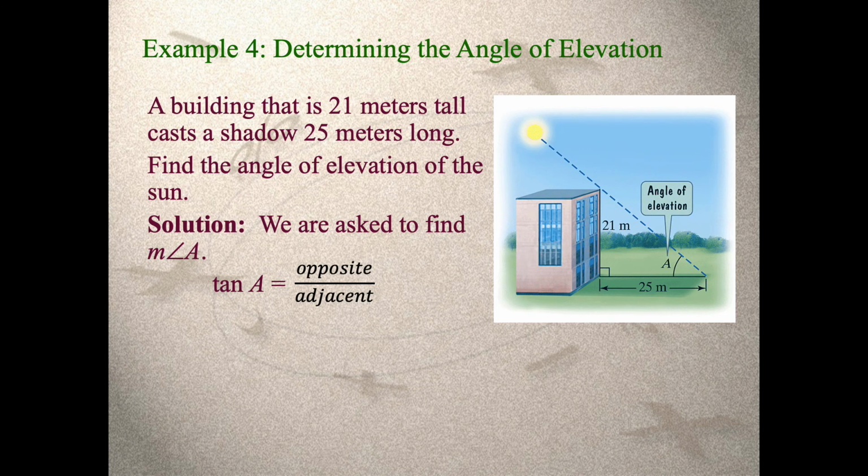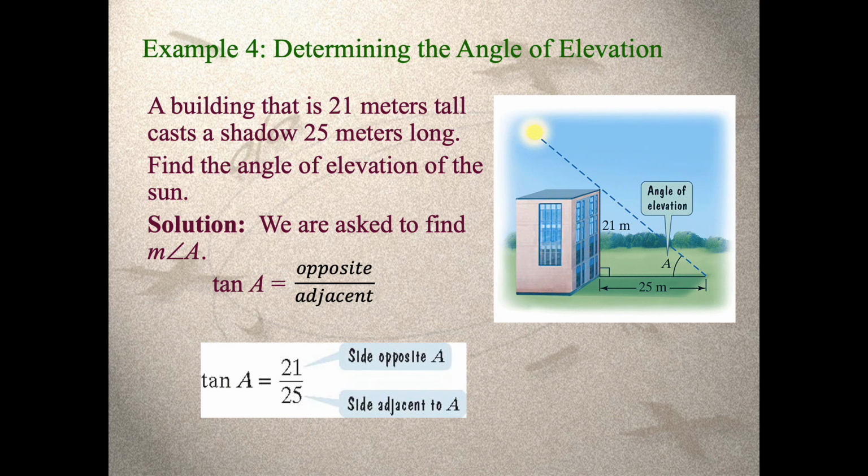So tangent of A equals opposite over adjacent. So this time we know the opposite, which is 21, and the adjacent, 25, but we do not know angle A. So fill in what you know, the side opposite over the side adjacent, 21 over 25. Okay, so now we've got to use our calculator in a little different way to figure out what our angle is. So when you're trying to find the angle, you're going to use a function called the inverse of that trigonometric ratio.